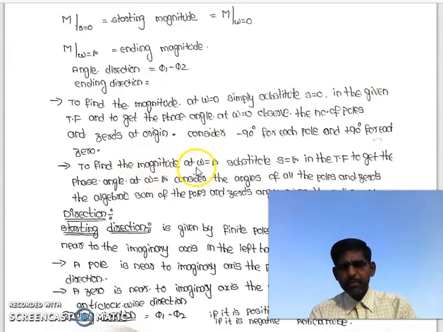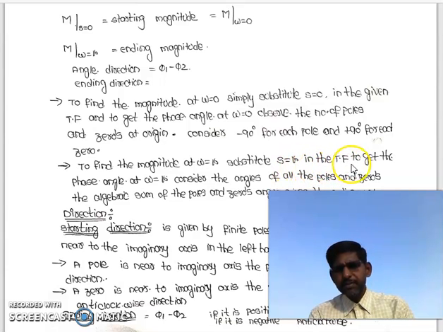To find the magnitude at omega equal to infinity, substitute s equal to infinity in the transfer function. To get the phase angle at omega equal to infinity, consider the angles of all the poles and zeros. The algebraic sum of poles and zeros gives the ending direction.